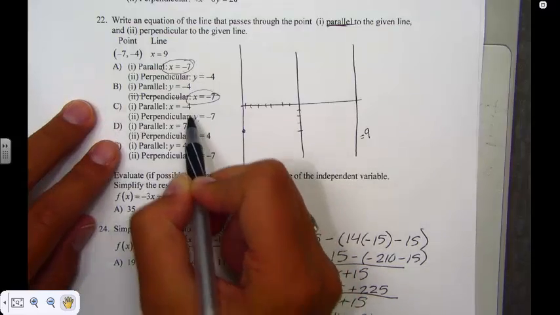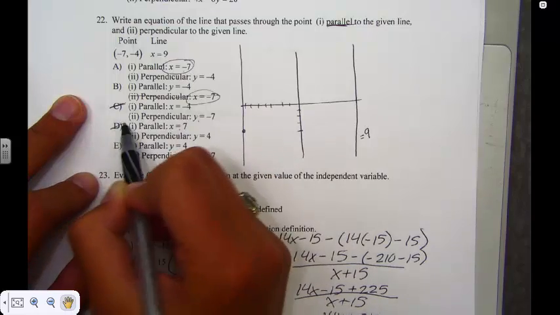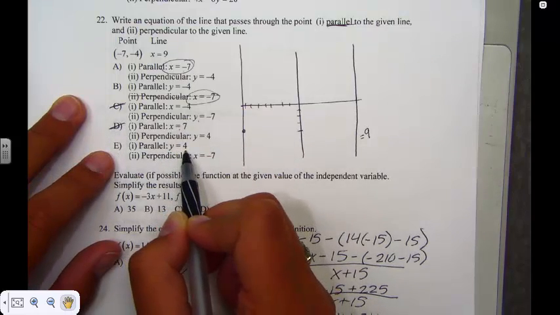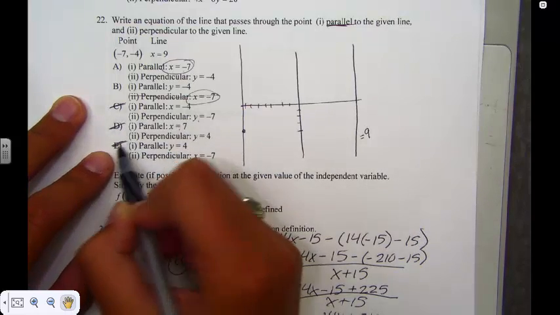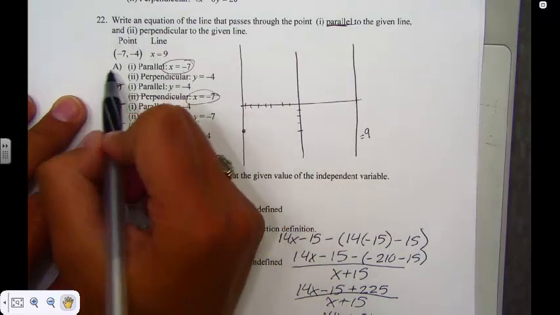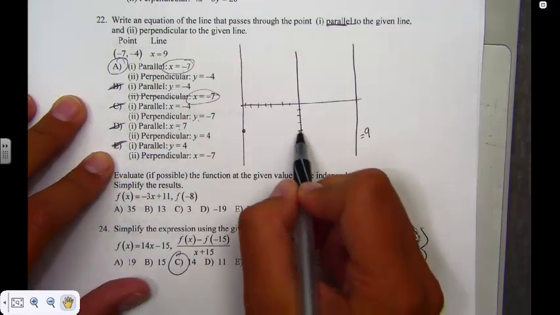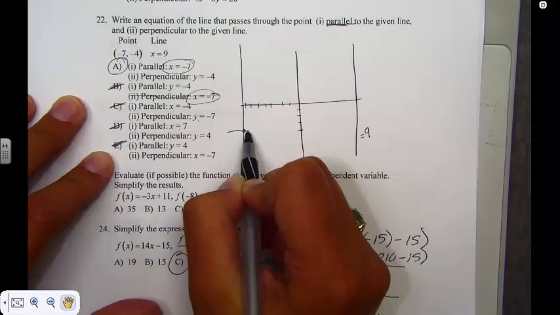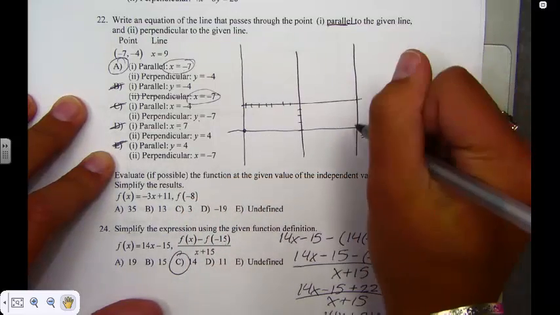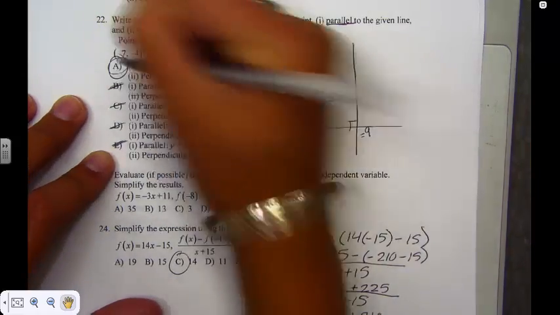And this one isn't a possibility because that's x equals 7. That doesn't pass through our point. Y equals 4 doesn't pass through our point. And then y equals negative 4 doesn't pass through our point. So right away, we already know it's A. And then the perpendicular one is y equals negative 4. So that'd pass through this point, and it is perpendicular to this line, 90-degree angle. So our answer has to be A.